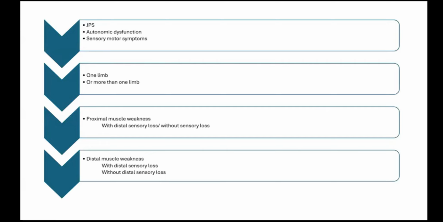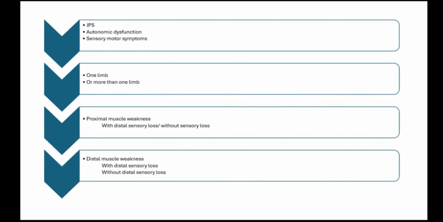So now this is the pathway to pattern recognition. So we initially ask, what are the components involved? Is it motor, sensory, proprioceptive, autonomic dysfunction? Then we ask the question, is it just in one limb or is it more than one limb? If it is in more than one limb, we ask the patient, is there upper limb involvement? If there is upper limb involvement, we ask whether there is proximal involvement.